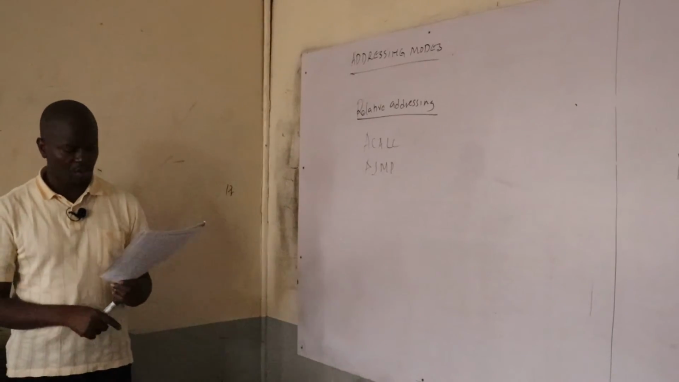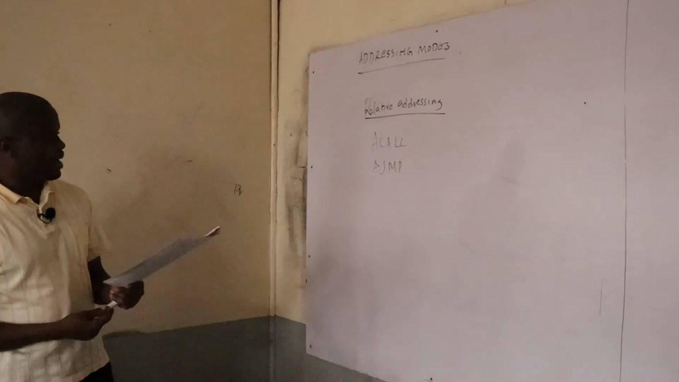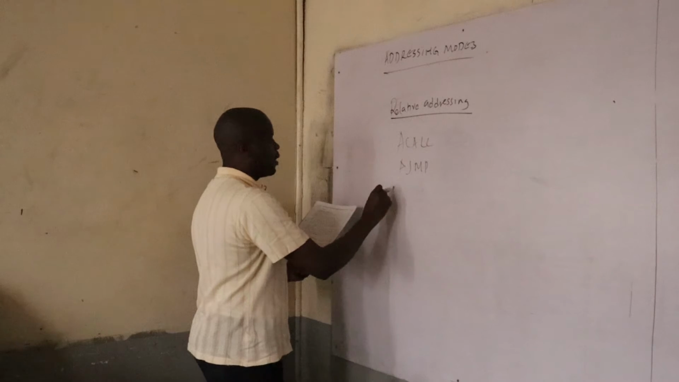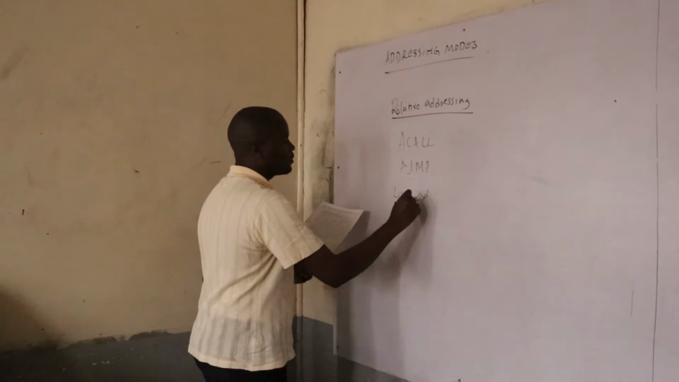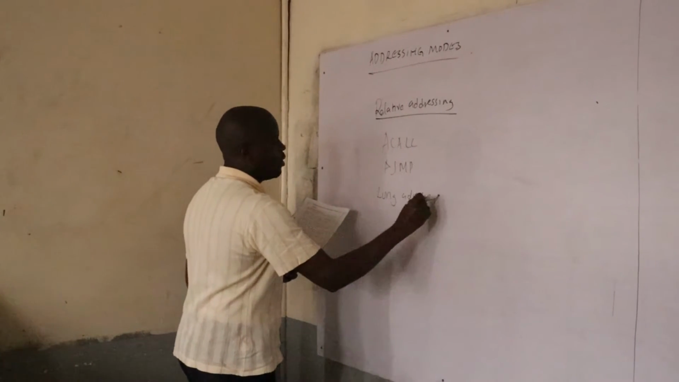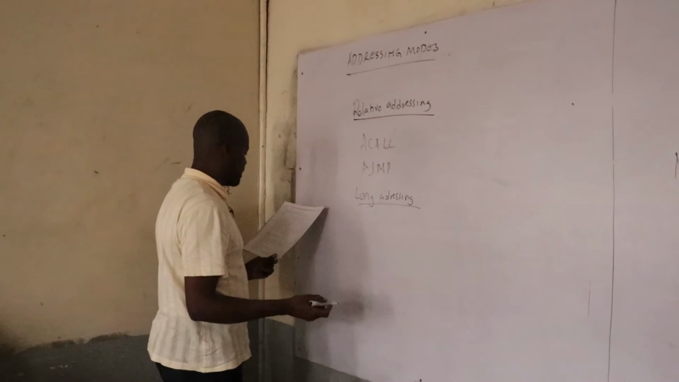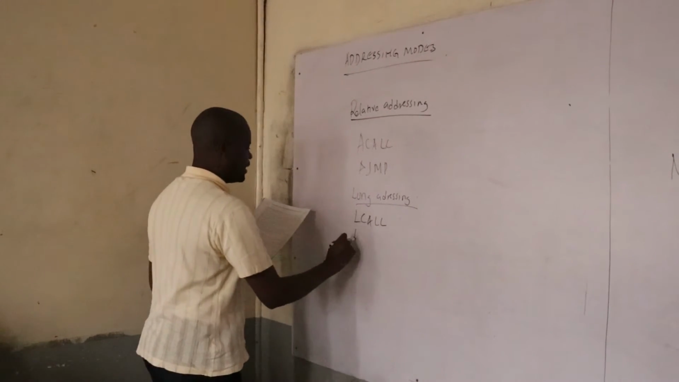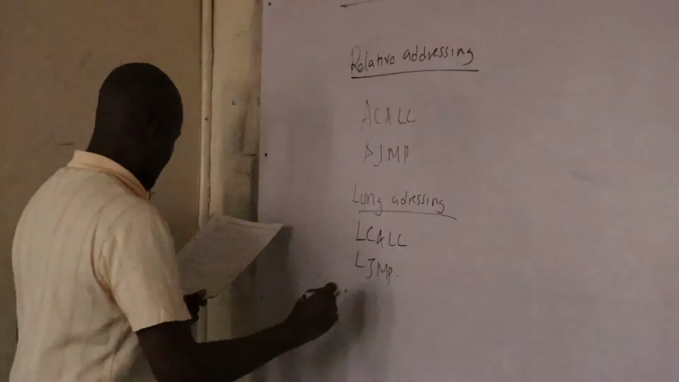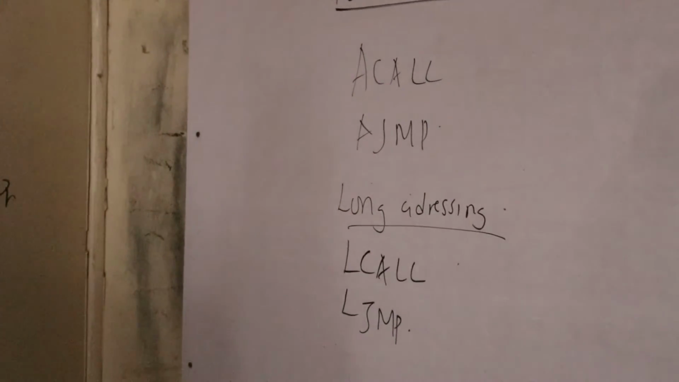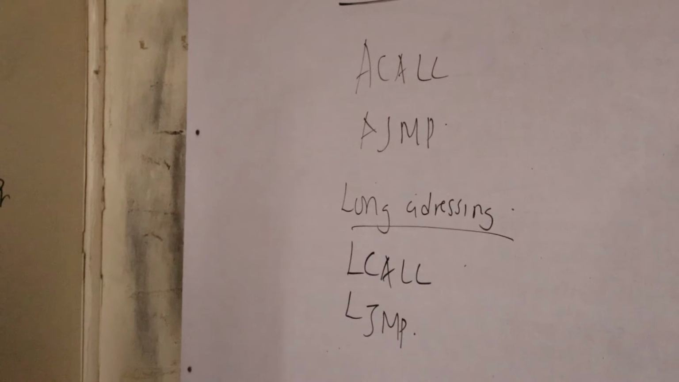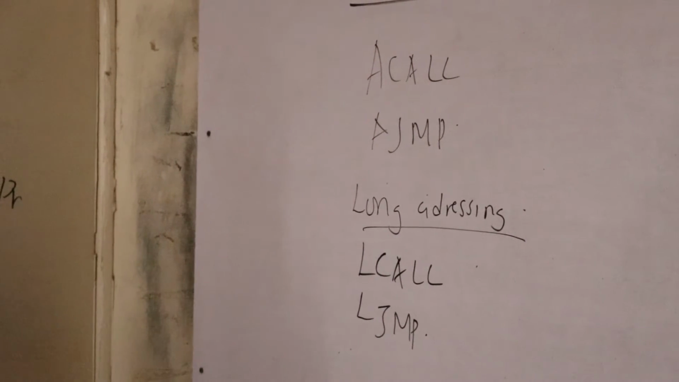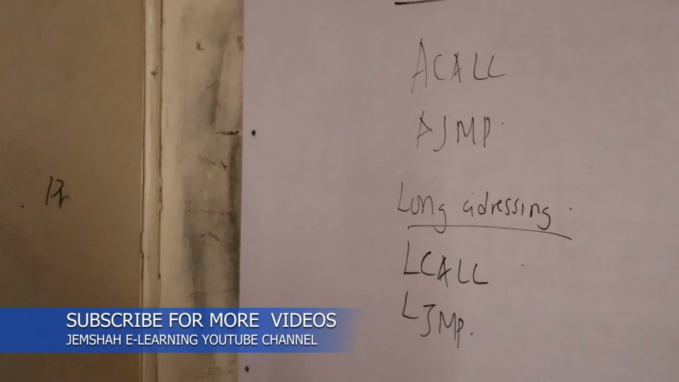So the next one, you can talk of long addressing. Long addressing usually has basically two instructions: long call, LCALL, or LJMP. And the 3-byte instruction usually includes the full 16-bit destination address as bytes 2 and 3.